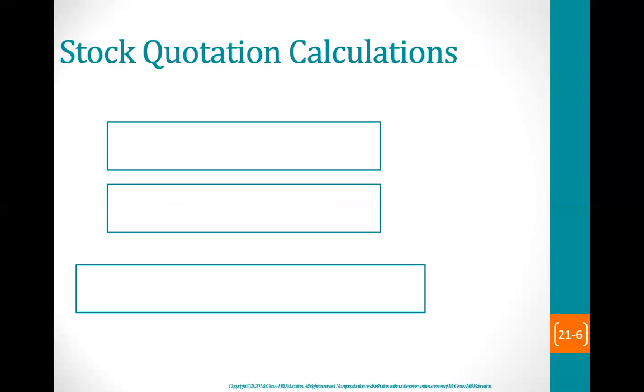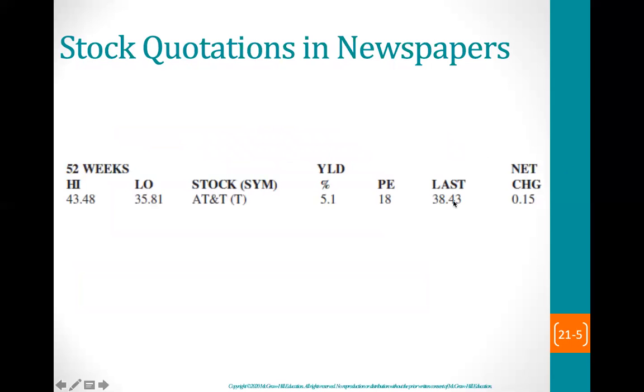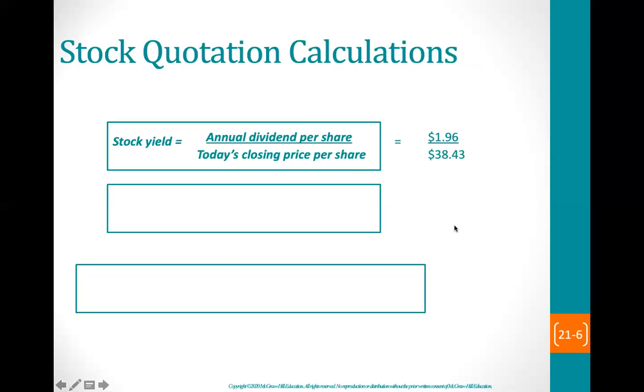The first was that yield percent. Yield percent is annual dividends per share divided by today's closing price per share, and it has to give you the annual dividends per share. In the example, it tells us that the annual dividends per share is $1.96. Today's closing price was $38.43. We saw that in the ticker here at the last price. So when you divide those out, you get the 5.1% yield number that was shown.